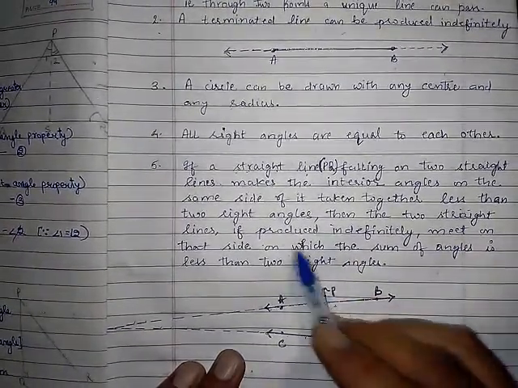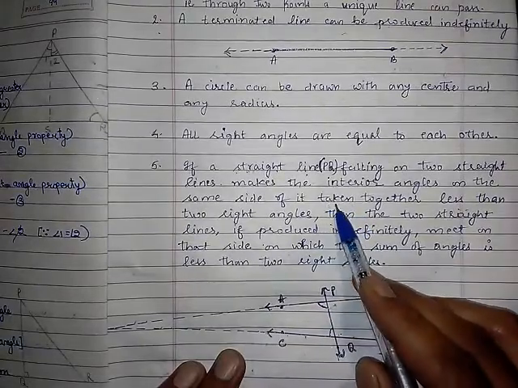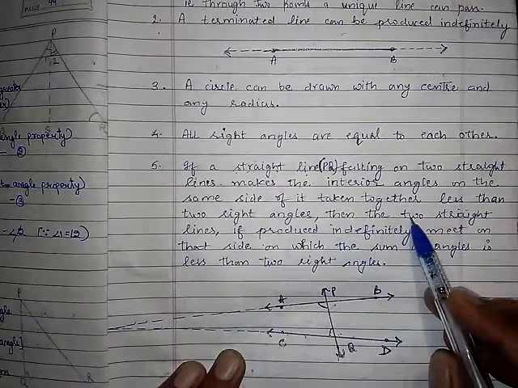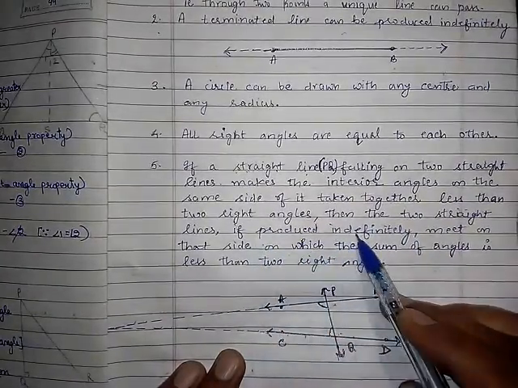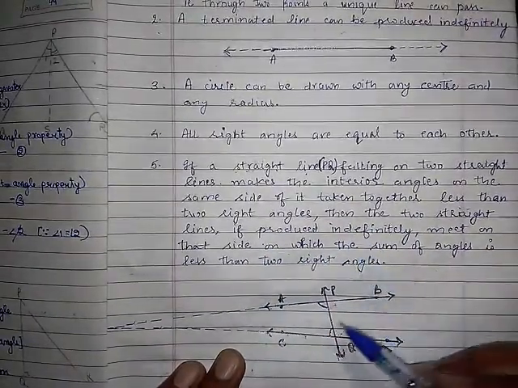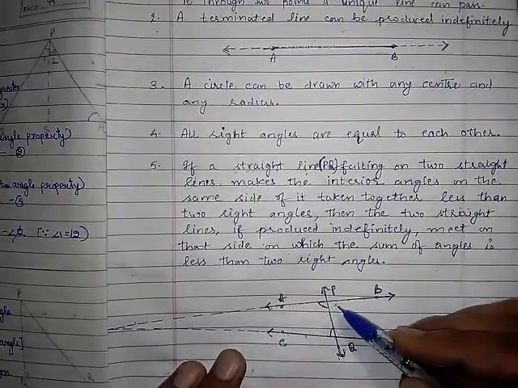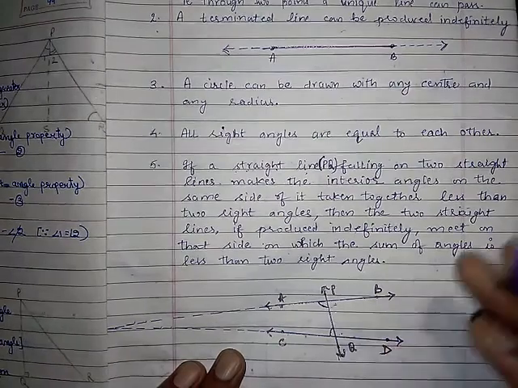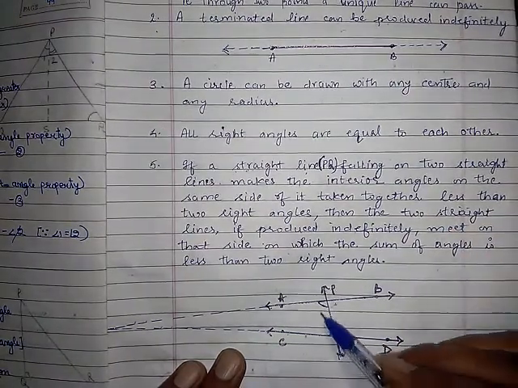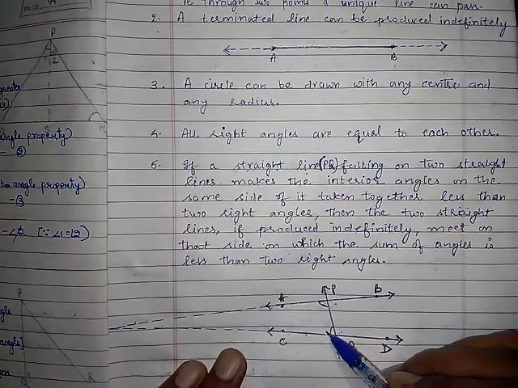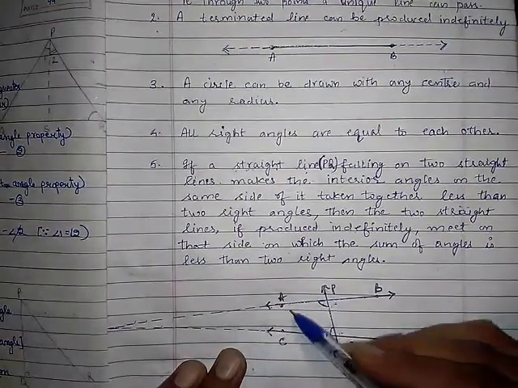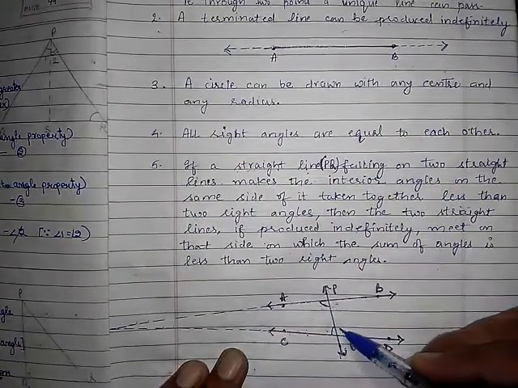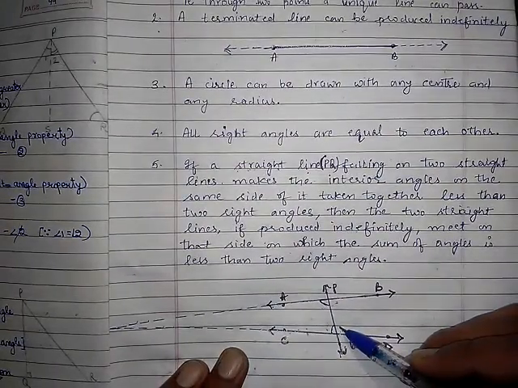If taken together they are less than two right angles, then the two straight lines, if produced indefinitely, meet on that side. Now before that, you must be aware on which side the sum is less than 180. In case of parallel lines, we say this plus this is equal to 180; then only the lines are parallel. Now they are not parallel, so this sum cannot be equal to 180, and this sum also cannot be equal to 180, right?